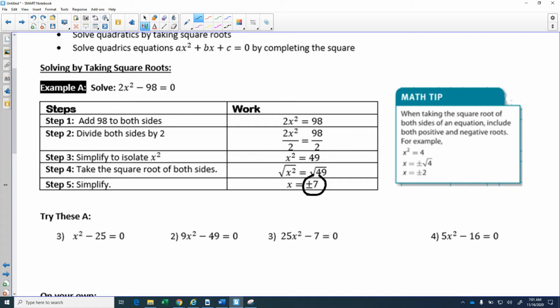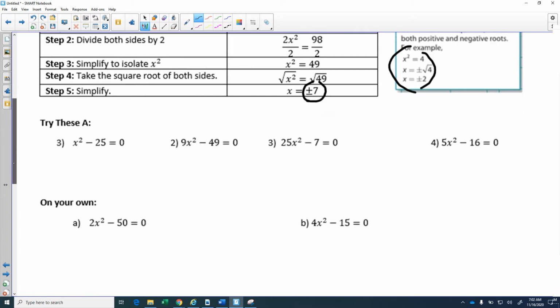The idea comes from over here when I have x squared equals 4. The square root of 4 is going to be 2, but the square root of 4 is also going to be negative 2. 2 times 2 would give me 4, and negative 2 times negative 2 would also give me 4. So if I want to simplify it, I just have to use both those values and get to my final version of it.